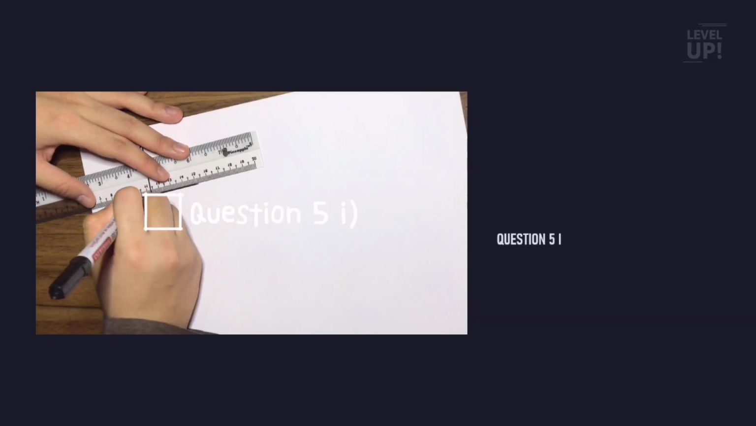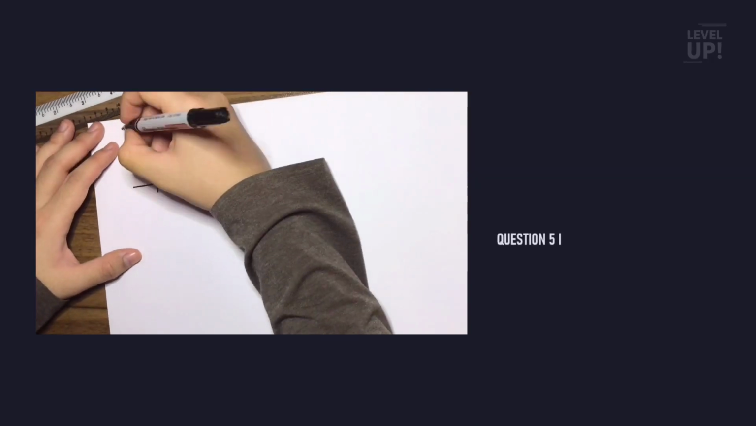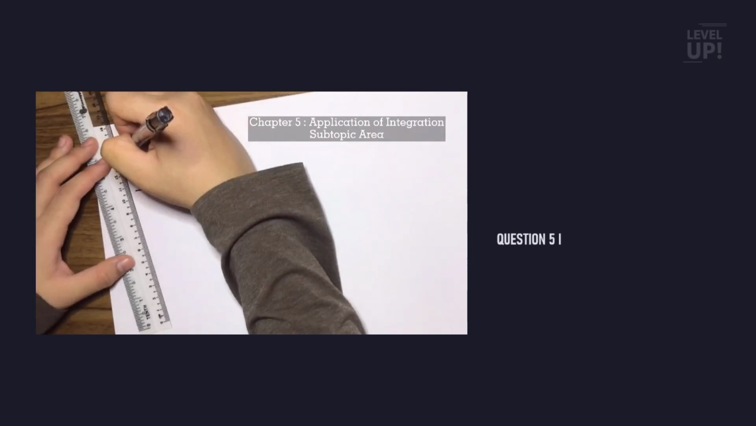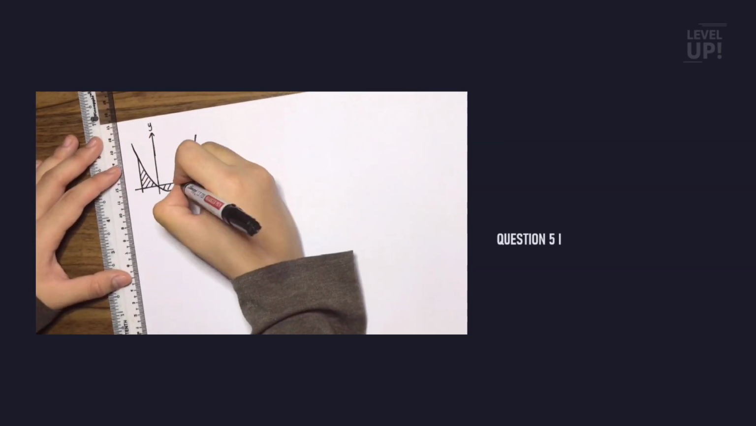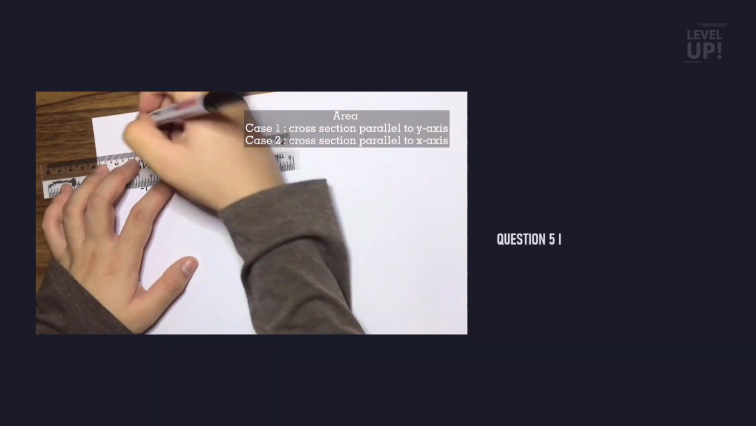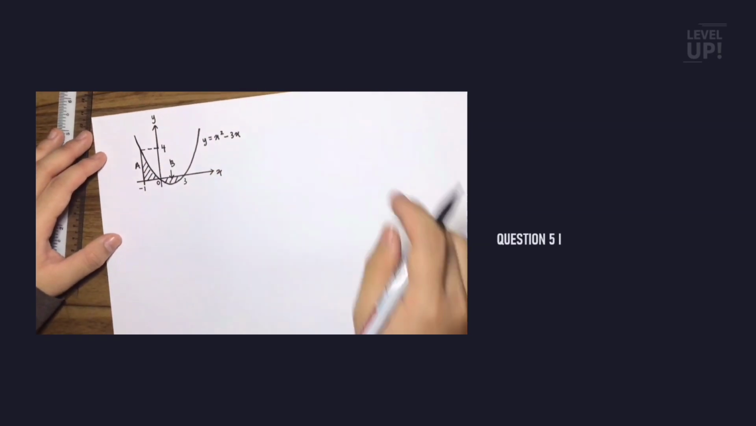This is question 5, 1 Roman. It's from the 5th chapter, Application of Integration, from the subtopic area. In the subtopic, we have 2 cases.